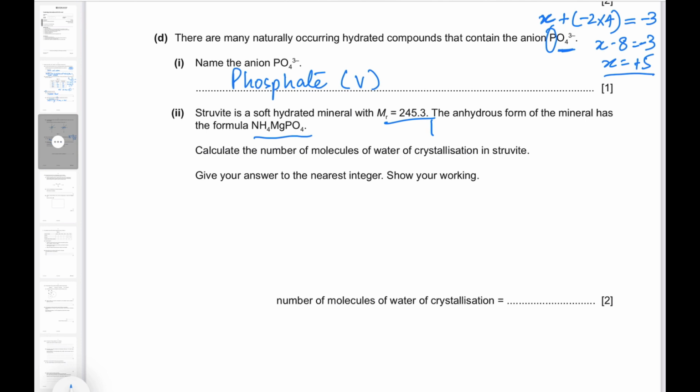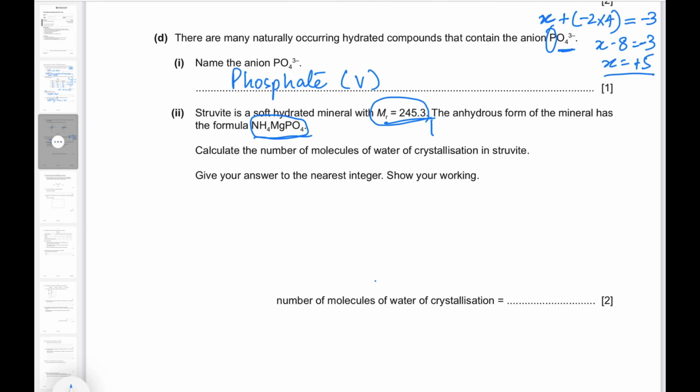Show your working. So they have given you the molecular mass of the hydrated compound. You can find the molecular mass of the anhydrous compound and then subtract the mass of anhydrous compound from the hydrated mineral. You'd get the mass of all of the water molecules. So let's start with finding the molecular mass of the anhydrous mineral.